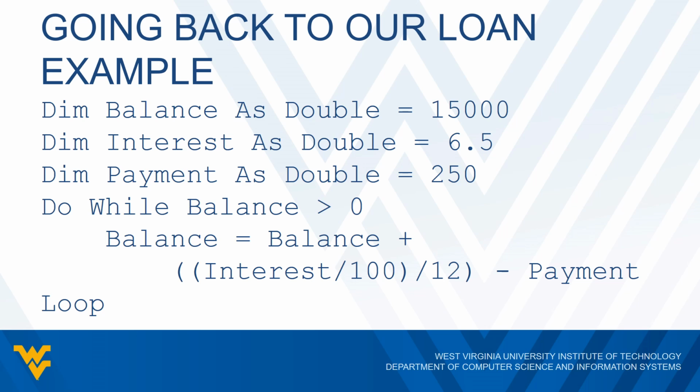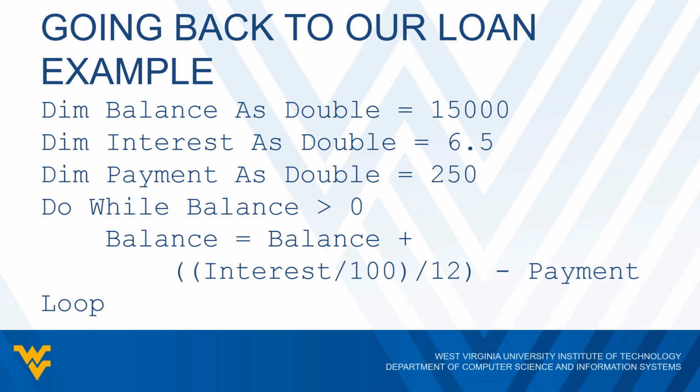So we see that we have our do while loop here. So we say do while, and then as long as the balance is greater than 0, we're going to execute the body of the loop. Now I couldn't fit everything into one line, so I broke up the code into the 2 lines here. But what we're going to do is our balance is going to be the current balance plus the interest for that month. So we take our interest, we're going to divide it by 100, and then divide that by 12. That gives us the monthly interest. And then we subtract that amount by the monthly payment.